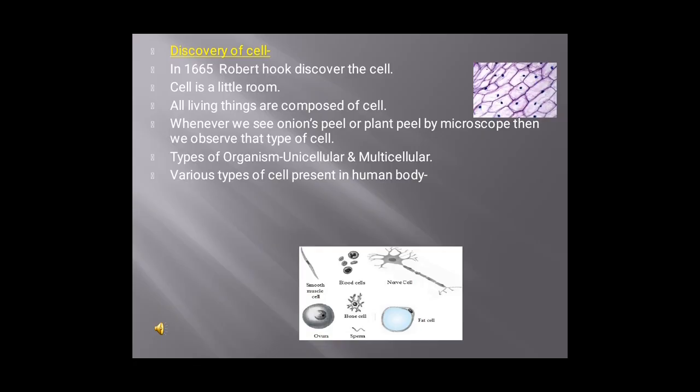Look at the following picture, picture number 2. Some cells from the human body: first, muscle cell, second, blood cell, then nerve cell, ovum, sperm, bone cell and fat cell. Every single cell does a basic function.